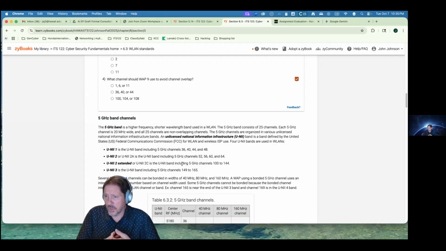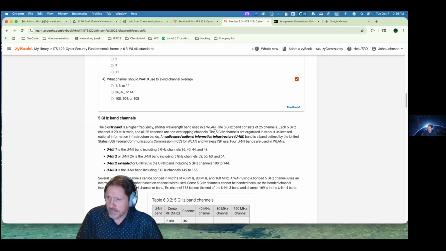I'll just call it UNI for the sake of brevity. UNI 1 is the UNI band including the 5 gigahertz channels of 36, 40, 44, and 48. Notice that they're all 4 apart, so 36 through 48. Then you've got UNI 2, including the 5 gigahertz channels of 52, 56, 60, and 64. Again, they're all 4 apart. Then you've got UNI 2 extended, including the 5 gigahertz channels of 100 to 144, the entire range there. And then you've got UNI 3, the 5 gigahertz channels from 149 to 165. So you're going to need to know these.